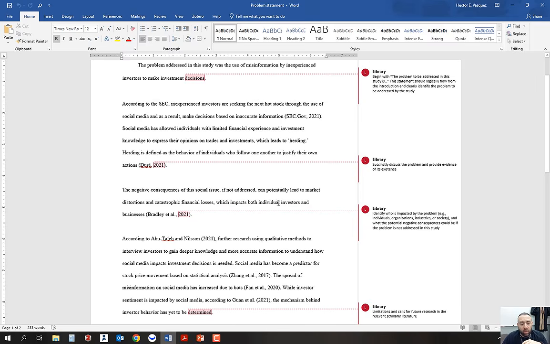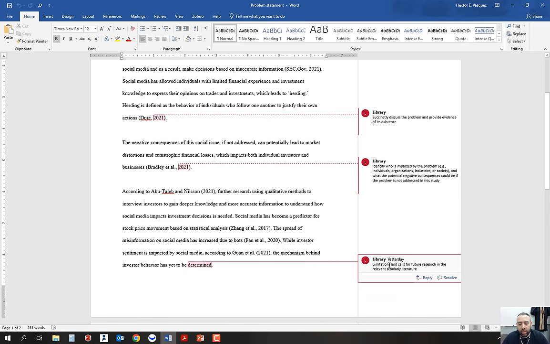The next sentence, as you can see, is simply to identify who's impacted by the problem. Is it going to be individuals, organizations, society as a whole, and what the potential negative consequences are if you do not conduct this study, okay? The negative consequences of the social issue, if not addressed, can potentially lead to market distortions and catastrophic financial losses, which impacts both individual investors and businesses. Very clear, concise, straight to the point. It's really just answering the question. What's the negative consequence? If it's not addressed, it can lead to market distortions. Who's impacted by this? Individual investors and businesses. That's it. Simple, again, to the point.